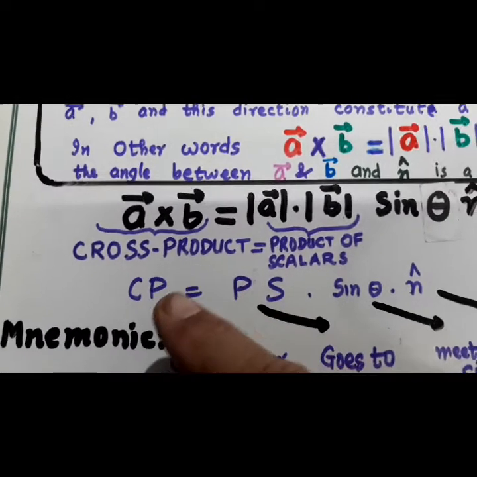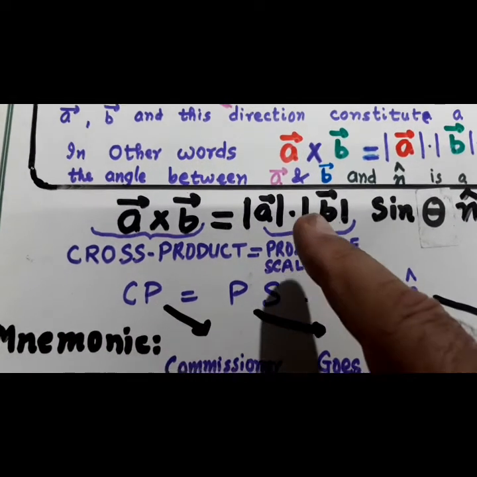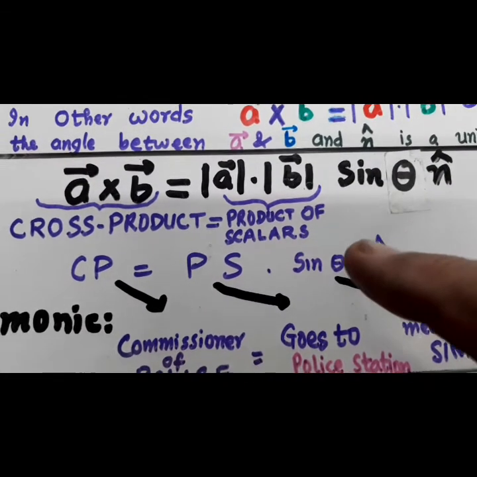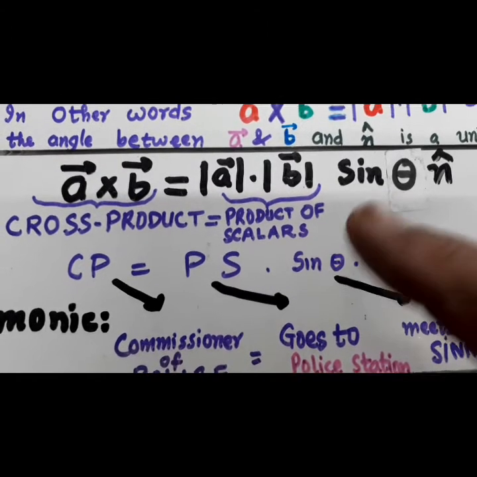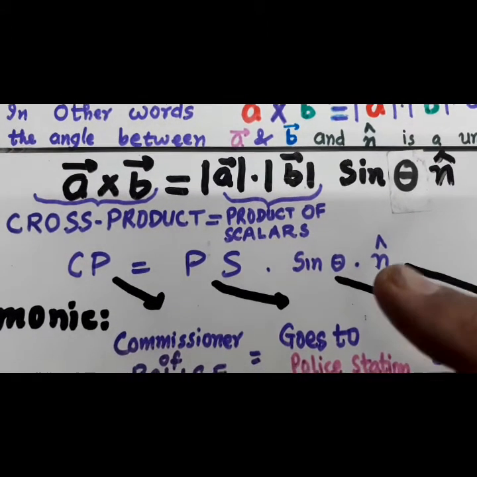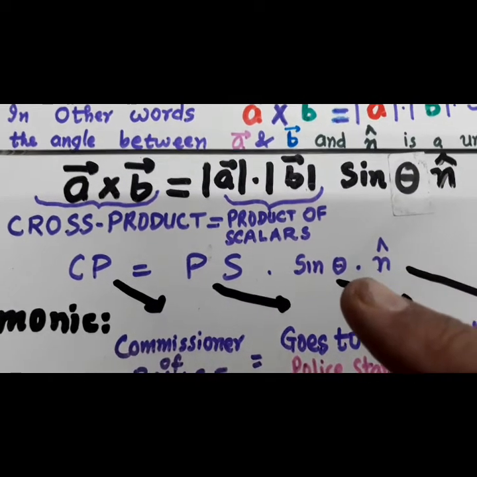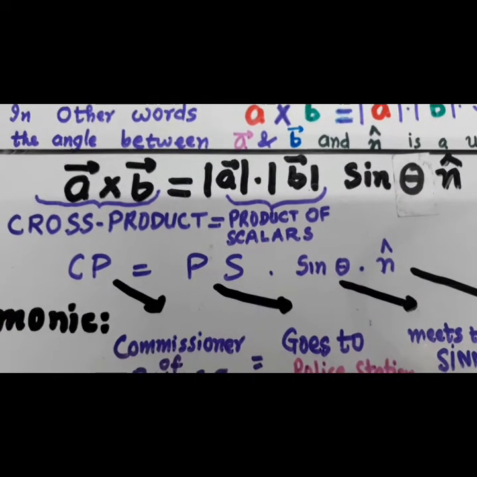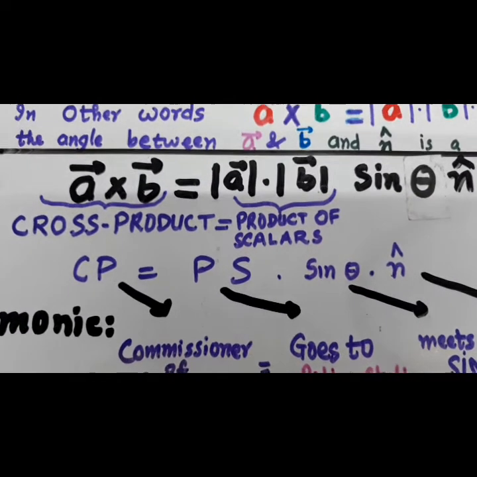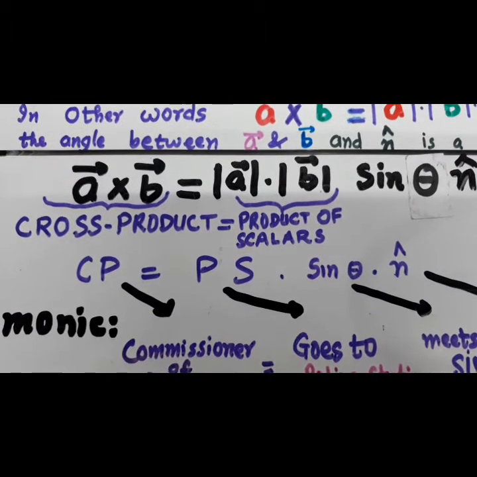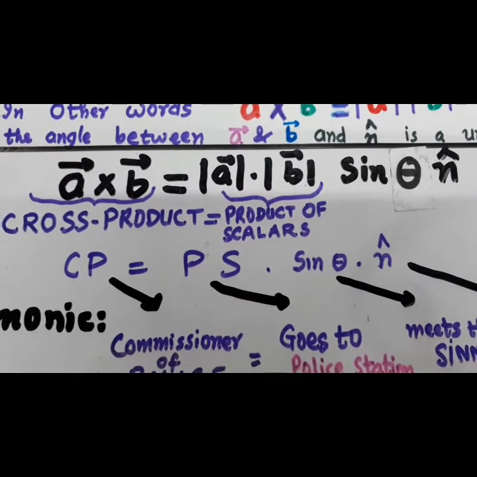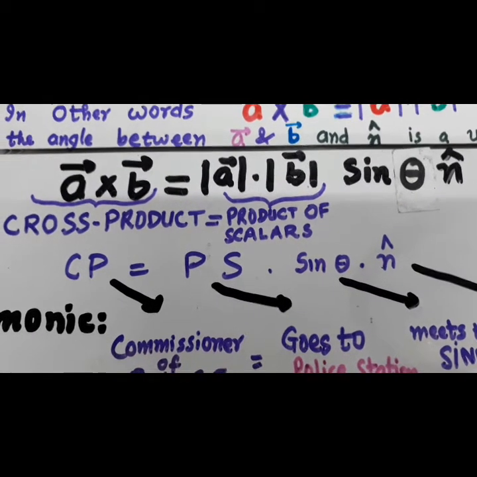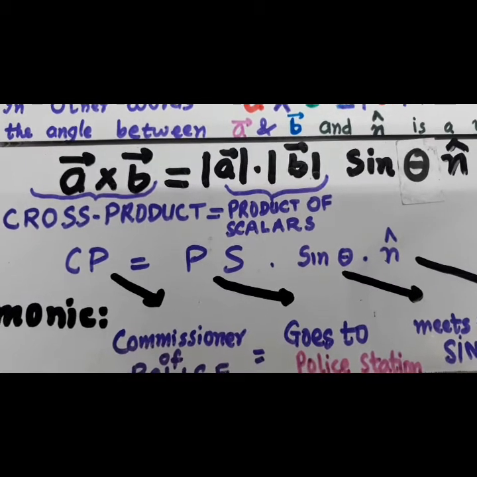Now, cross product is CP. PS is product of the scalars. Sin theta, the angle between A and B, has been used, and in the case of dot product it was cos theta. In this case it is sin theta. In this case the result is a vector. In the previous case, when we were dealing with the dot product, the result was a scalar.